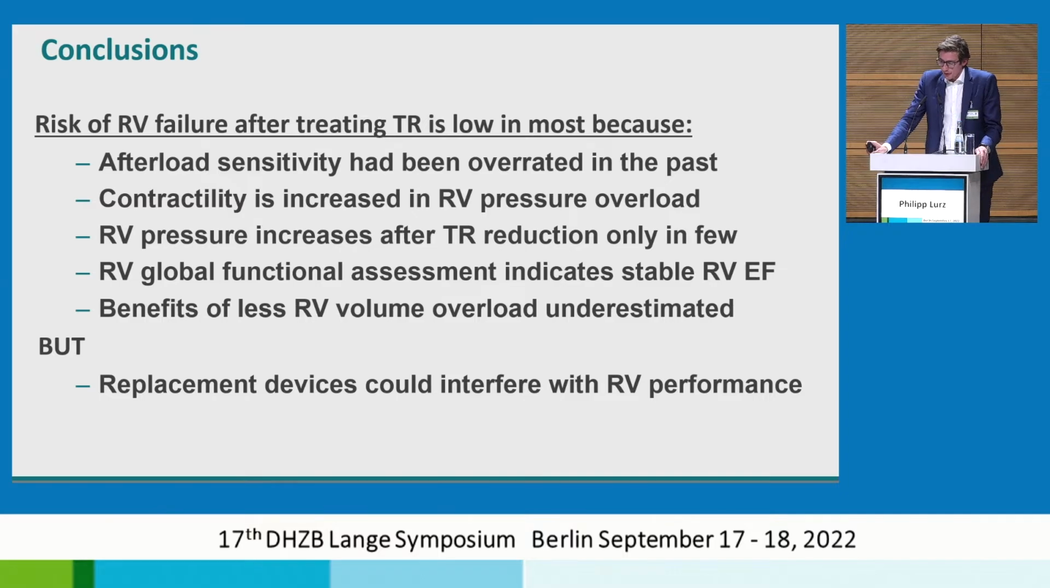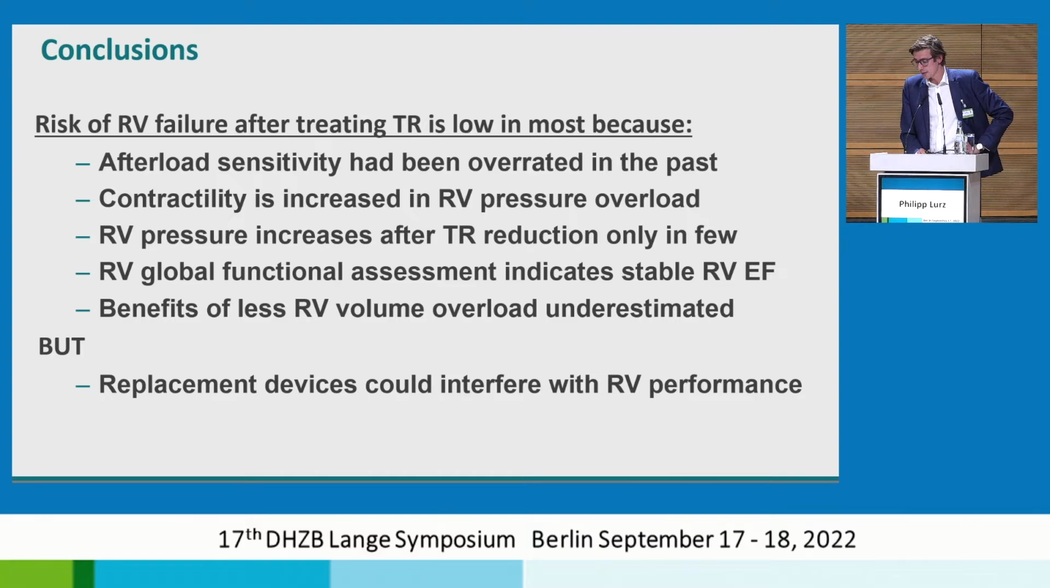So in summary, the risk of RV failure after treating TR is low. Because RV sensitivity has been overrated in the past, I dare to state contractility is increased in RV pressure overloaded ventricles. So these ventricles are adjusted to the high pressure, and if we just add a tiny bit more pressure, it is normally well compensated for. At least that's what the clinical observation suggests. RV pressure increases after TR reduction only in very few.